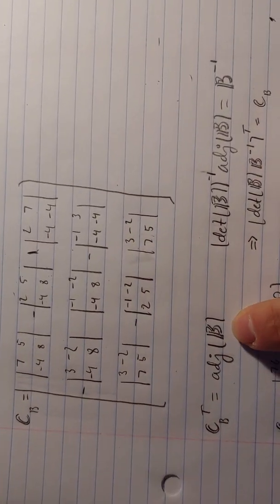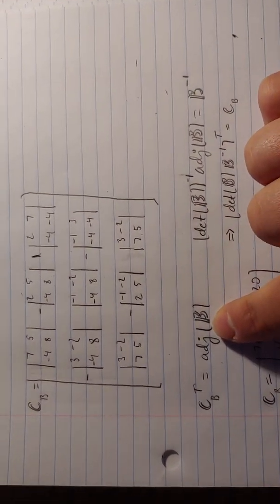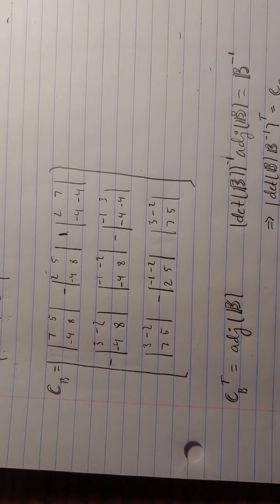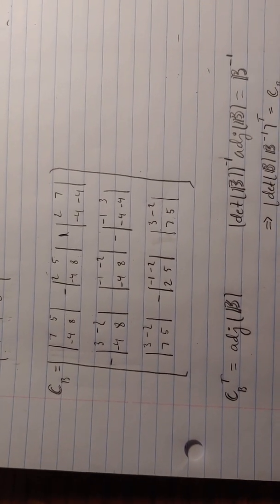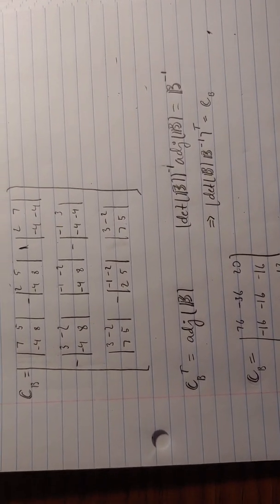And the adjugate matrix is also, and I'll get to this in a little bit, equal to the determinant times the inverse. And that becomes more clear as to why later on.